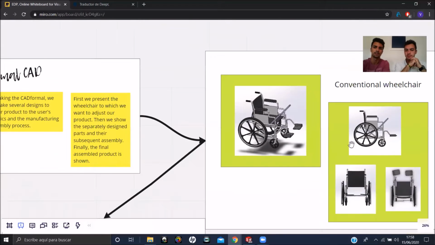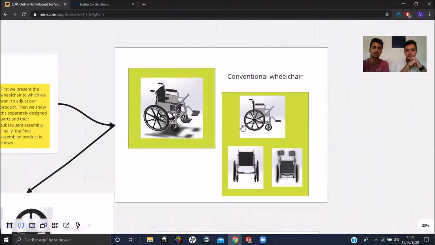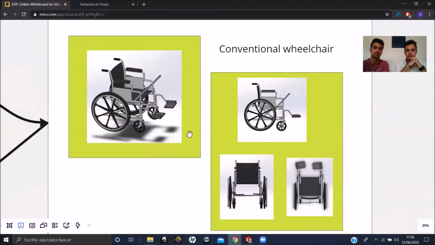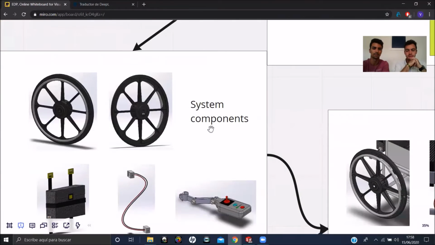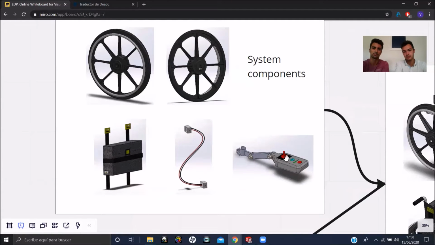First, we presented the conventional wheelchair where we are going to fit our system. This is only an example, because we have made this system to be adaptable to all kinds of wheelchairs. After that, we made the system components. They are the powered wheels, the control with its support, the backpack, and the wires that connect the backpack to the wheels, as the controller is wireless.